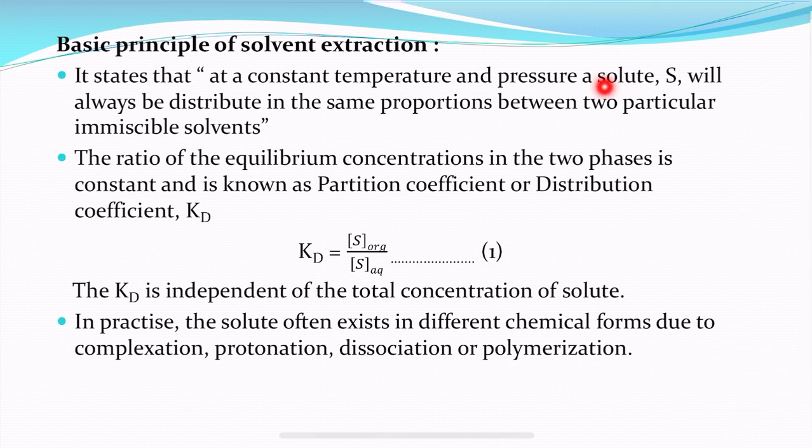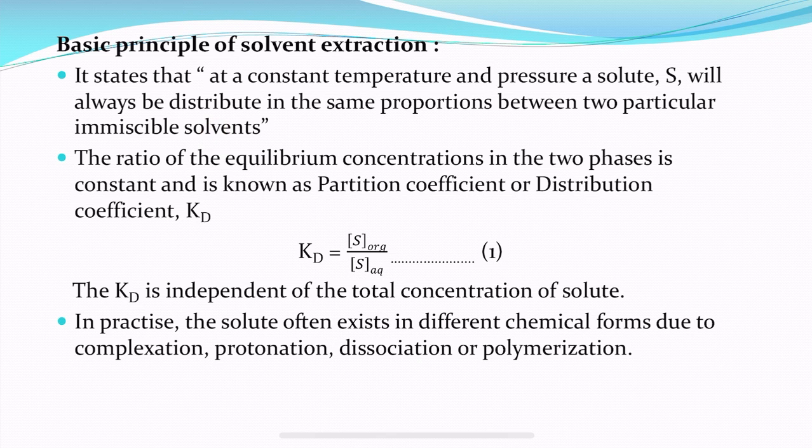Here the solute is the thing which has to be extracted, and it is present in one of the solvents we have used. The two solvents are immiscible with each other. In one of the solvents the solute is present, and that solute is going to distribute between the two immiscible solvents in the same proportions. At what condition does this happen? This happens at a constant temperature and pressure. This is what the Nernst partition or distribution law states.